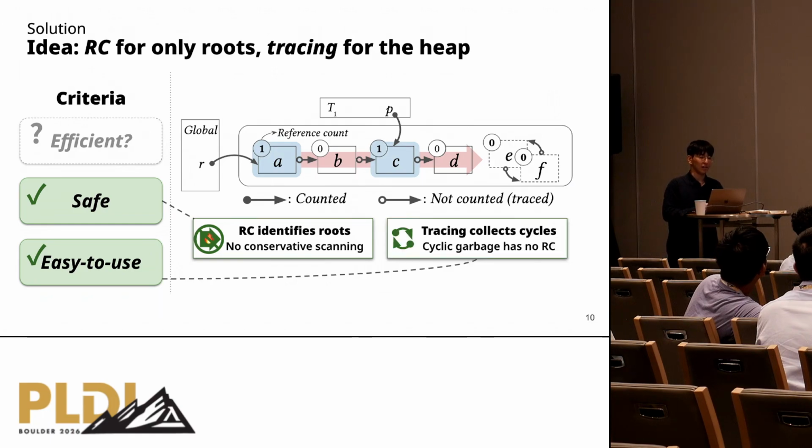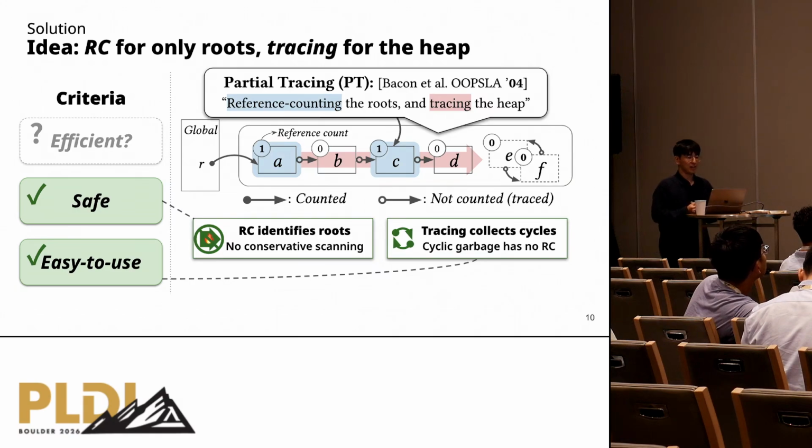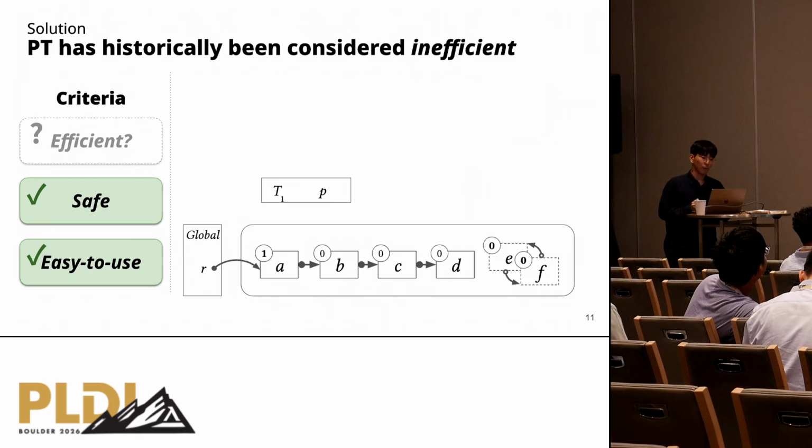And it is easy to use because tracing the heap still collects cyclic garbage, which has no external reference. So safety and ease of use come for free. But interestingly, this idea itself is not novel. A classic paper from 22 years ago already conceived this hybrid design and named it partial tracing. So the only criterion still in question is efficiency.